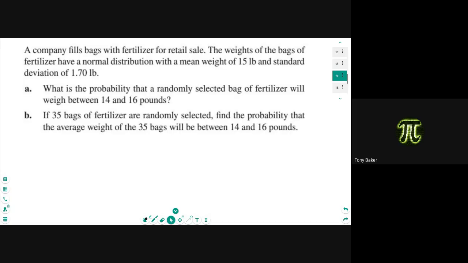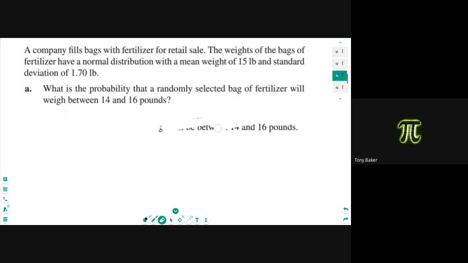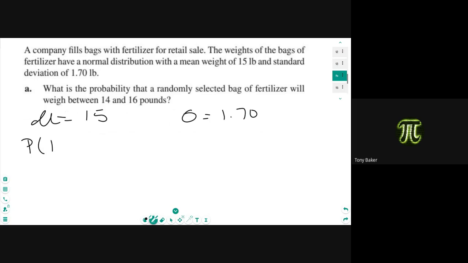How would I do it? So I'm going to erase this because we're going to do this question next on the next page. What's the mean? Okay. What's the standard deviation? Okay. And I'm looking for the probability of between 14 and 16 pounds, right? So I have X is 14 and X is 16. I need to find them both. All right, so find me the Z for 14 and 16.